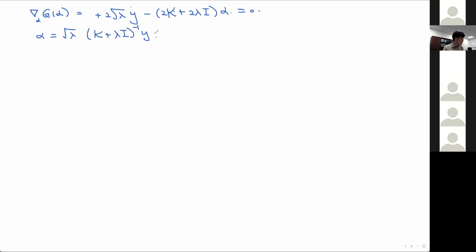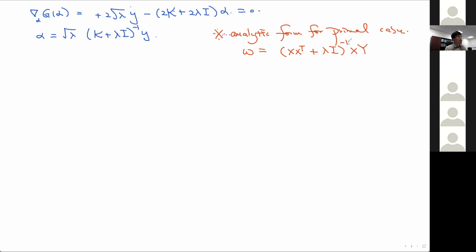Now, something that I want to compare. This is an analytic form for alpha, and we also have an analytic form for the primal case. Let me remind you, it was the following form: W was X X transpose plus lambda I inverse times X Y. It has an inverse like this.